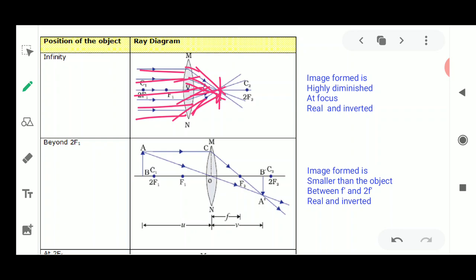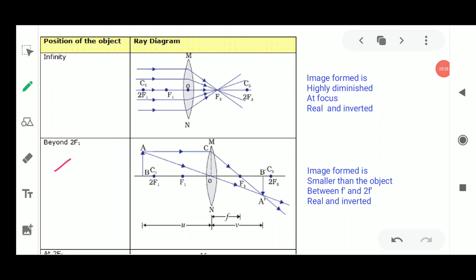Next thing is that it will be formed at focus. As you could see, the position of the image will be at focus. And then what kind of image will it be? It will be a real and inverted image. Yes, because wherever the two rays meet, the image will be formed there, and in this case the image is always real and inverted. Okay.